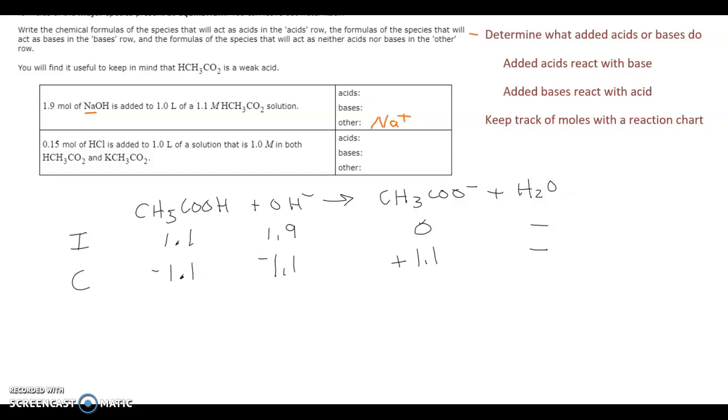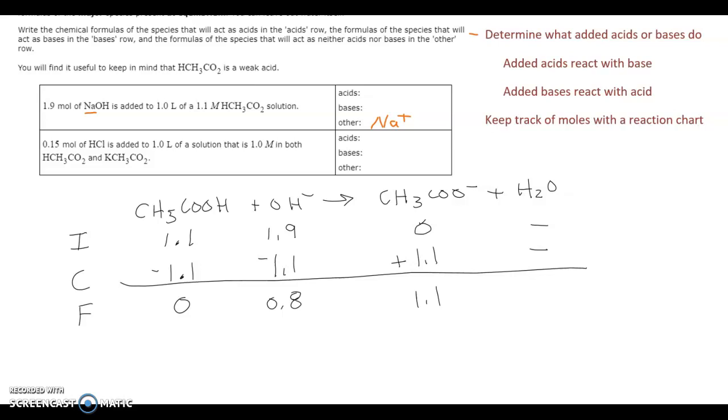Then our equilibrium, or our final situation, we'll use F for final. Our final scenario is going to be the sum of these initial and change rows. So it's going to be none of the CH3COOH. It's going to be 0.8 of the OH minus, and it's going to be 1.1 of the CH3COO minus.